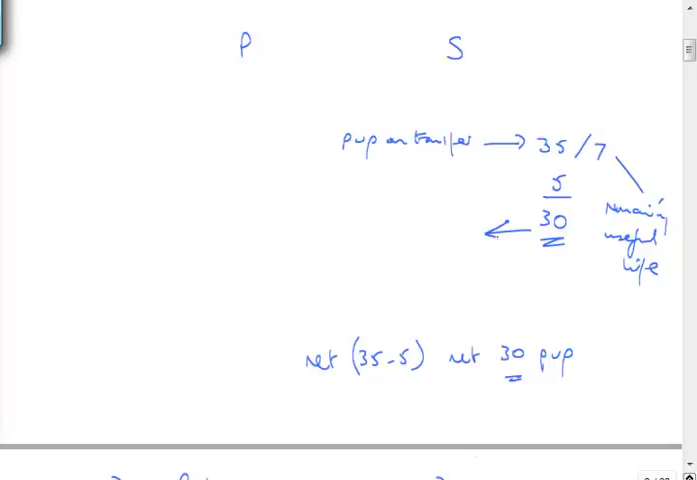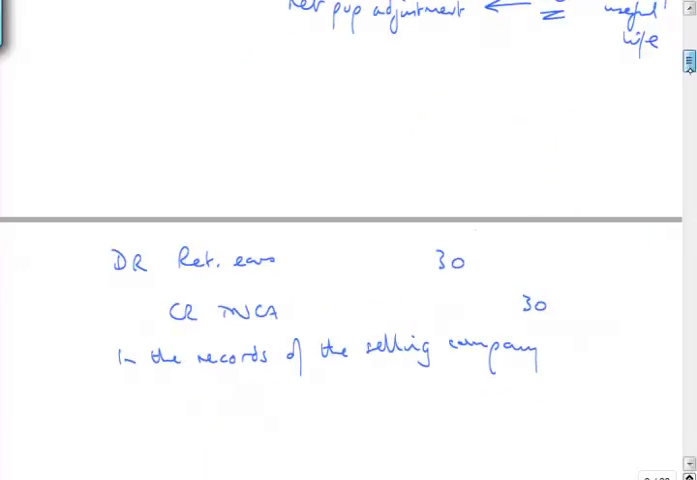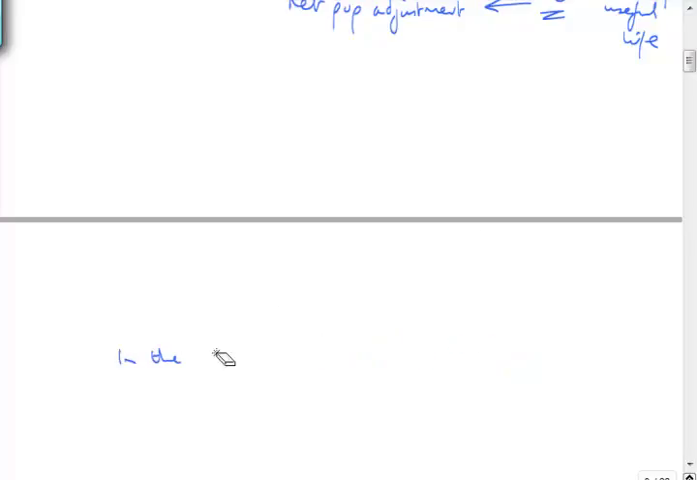30 is the net PUP adjustment, and it's in the selling company. In this case, it's in the parent company. So I don't need all that big picture and historical diagrammatic format for the asset which has now been sold within the group. All I need is PUP on transfer, estimated remaining useful life. I need to know which company has made the sale, and that's it.